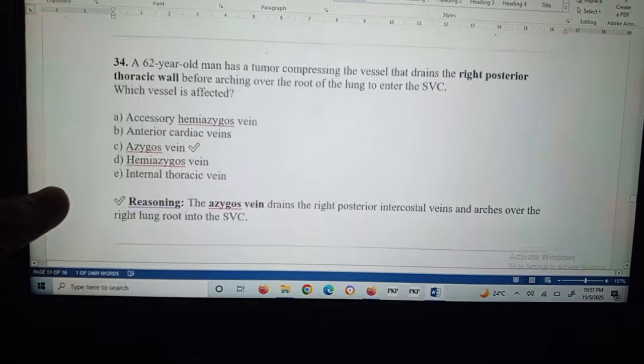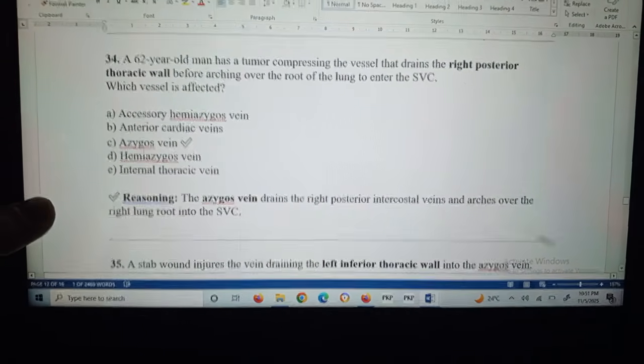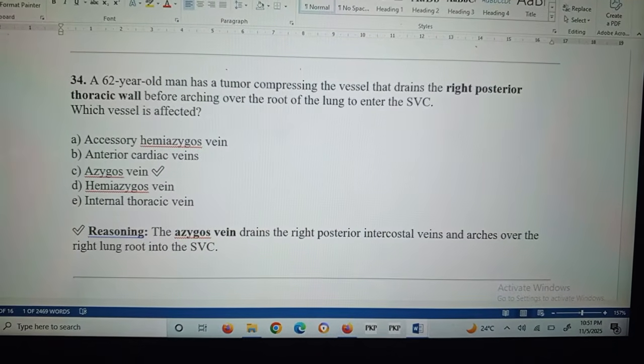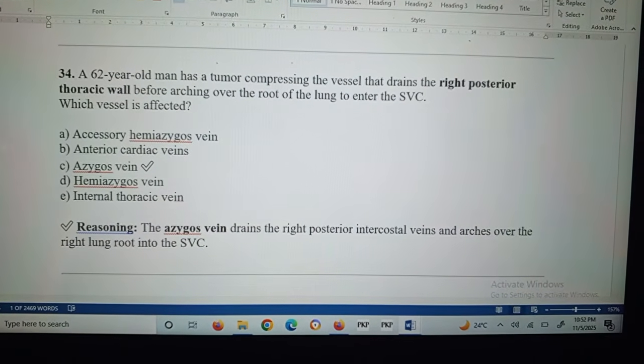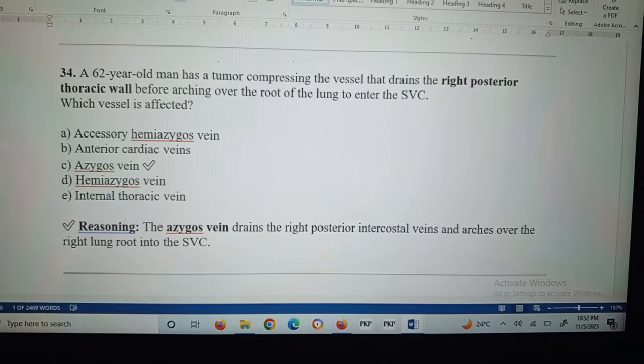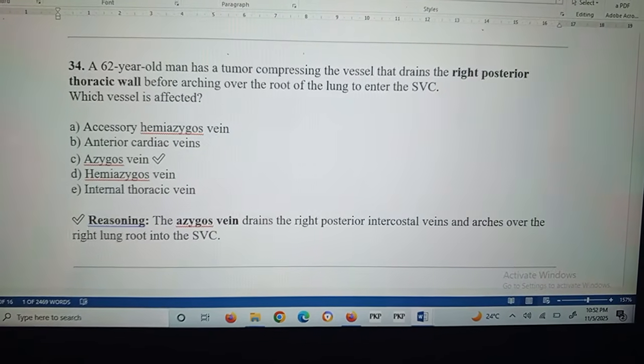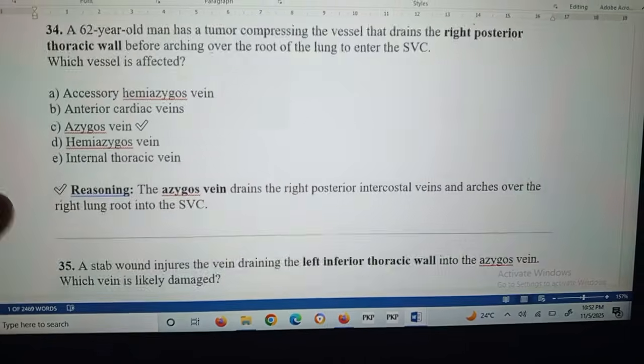Question number 34. A 62-year-old has a tumor compressing the vessel that drains the right posterior thoracic wall before arching over the root of the lung to enter the superior vena cava. The azygos vein drains the right posterior intercostal veins and arches over the right lung root into the superior vena cava.